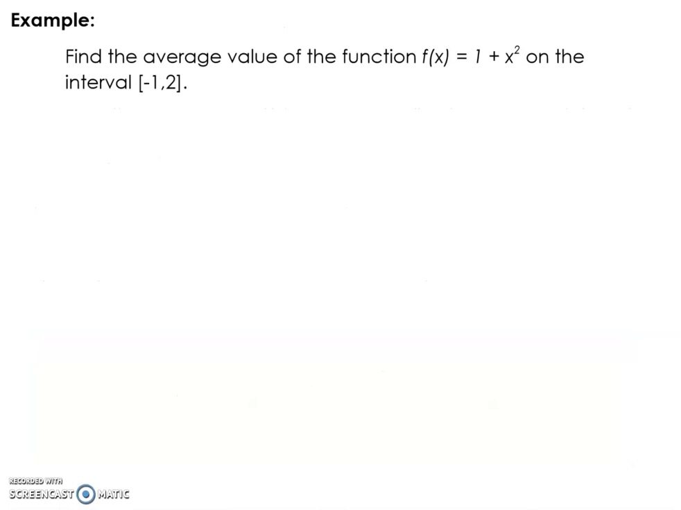So let's look at this example. Find the average value of the function f of x equals 1 plus x squared on the interval from -1 to 2. The first thing here is we're going to figure out the average value formula that we're going to use, right? So that's just going to be 1 over b minus a times the integral from a to b of f of x dx.